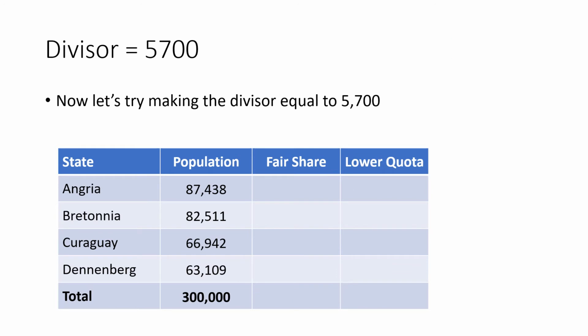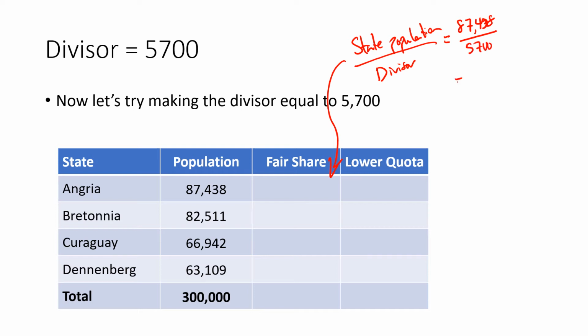So let's try again. This time we're going to use 5,700. But again, it's going to be the same basic idea to figure out these fair shares. The state population divided by the divisor, right? That's why we call it a divisor, because it's the thing we're dividing by. So again, for that first state A, it's going to be 87,438, this time divided by 5,700. And again, I'm grabbing my calculator. 87438 divided by 5700 is going to be 15.34.